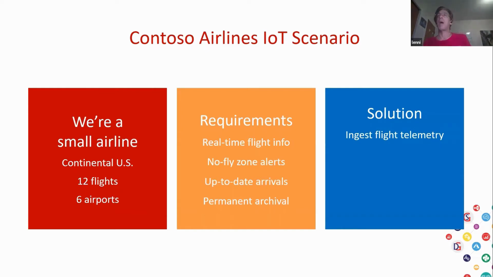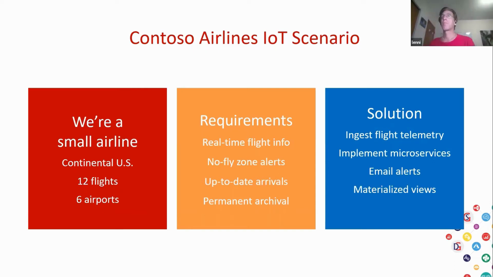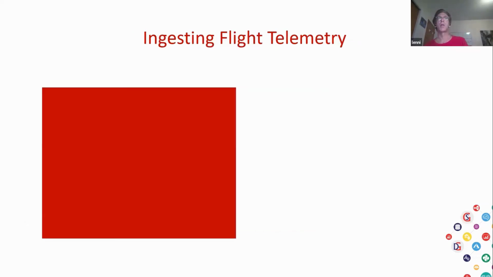So we're going to build microservices. Once we ingest all that flight telemetry, we're going to build microservices to generate email alerts if you enter a no-fly zone, to build materialized views to give us efficient real-time information and arrival information. And we will archive to blob storage so that we can permanently archive data that we don't want to lose, but we no longer need to keep in Cosmos DB.